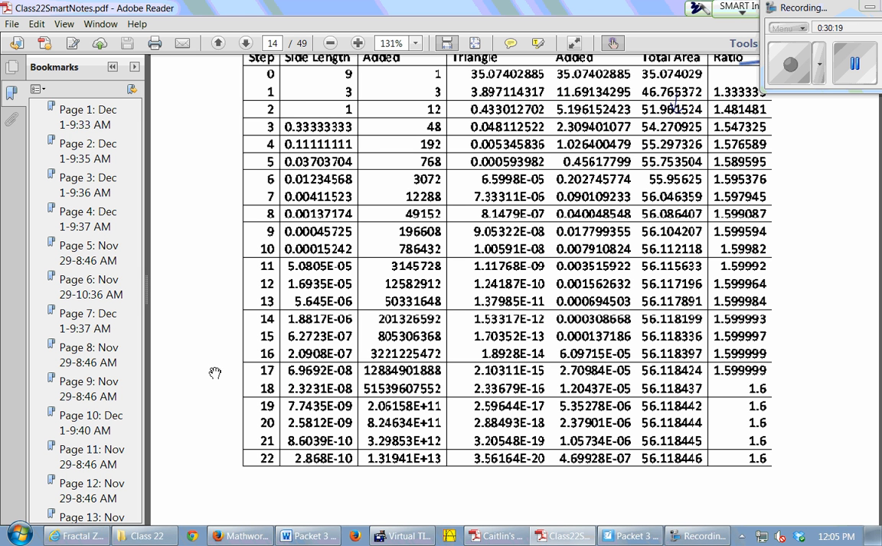Yeah, it's actually not the golden ratio, though you might expect it to be. The golden ratio is approximately 1.61803. This is exactly 1.6. Exactly 1.6.